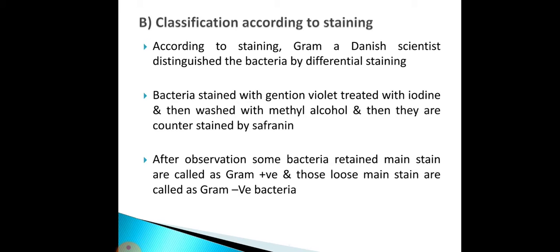Then classification of bacteria according to staining. According to staining, Gram, a Danish scientist, distinguished the bacteria by differential staining. Bacteria are stained with gentian violet, treated with iodine and then washed with methyl alcohol, and then they are counterstained by safranin. After observation, some bacteria retain the main stain and are called gram positive bacteria, and those that lose the main stain are called gram negative bacteria.